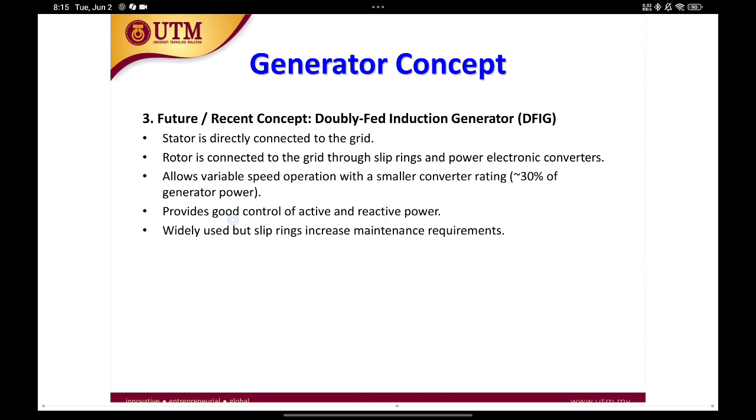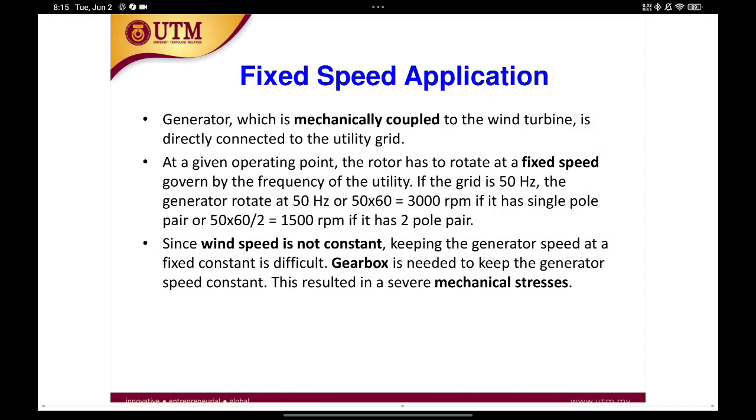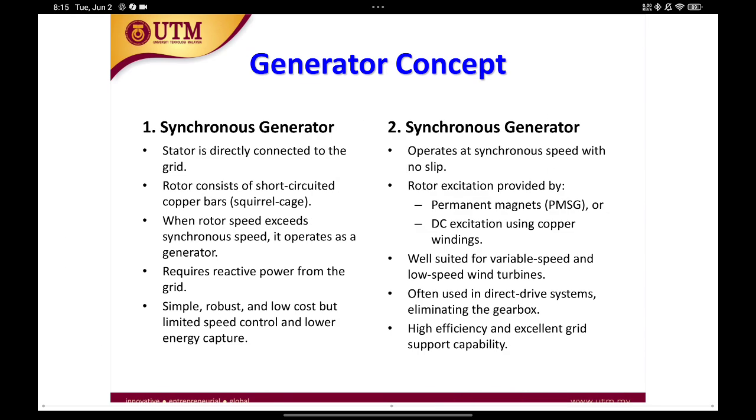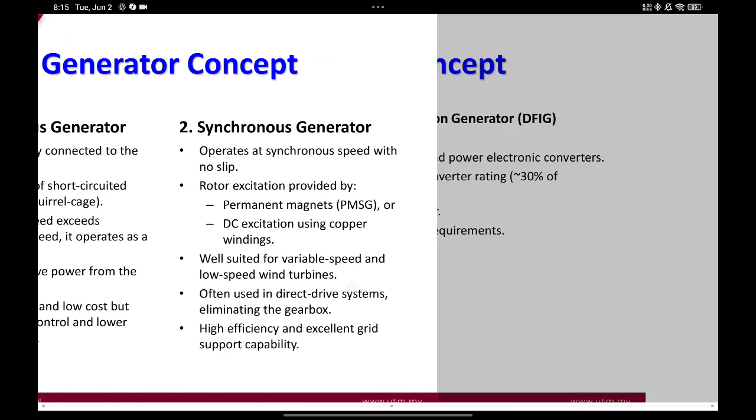Okay, provide control of active and reactive power, widely used, but the slip ring increases maintenance requirement, because it requires slip ring. It has a bit of a problem. Okay, so I hope that is clear on the generator concept. Make sure you correct this one if not mistaken, unsynchronized generator.